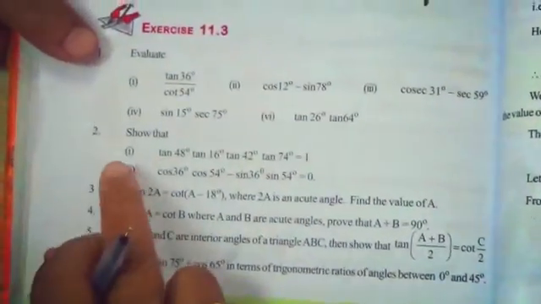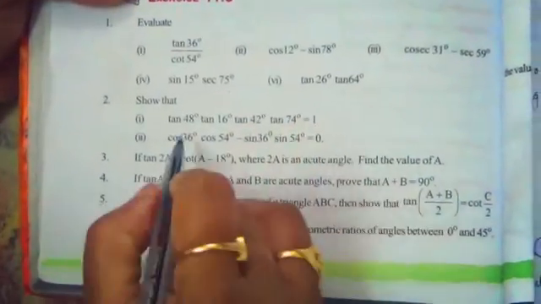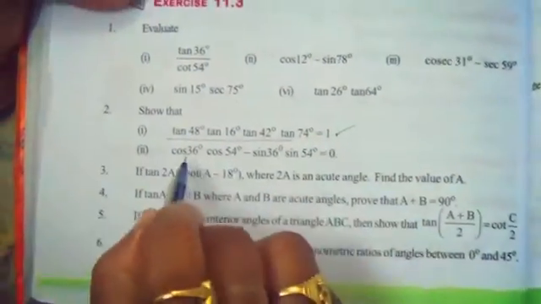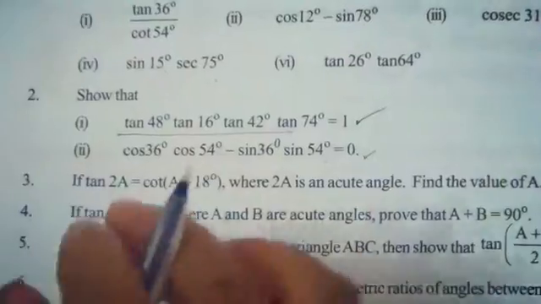So here we finished the first Roman numeral. Now I want to explain the second Roman numeral. We have to prove this. The value of this one is 1. The value of this one is 0. That we have to prove.